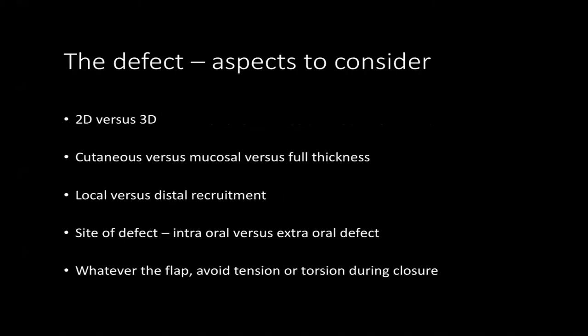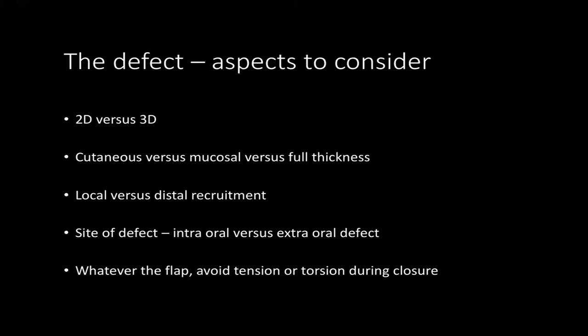The problem that we commonly encounter is that our defect is usually three-dimensional, but we measure it in terms of two-dimensional sizes, and then we try to recreate the tissue that we have lost. We always have to consider whether we need cutaneous versus mucosal versus full thickness reconstruction. We have to plan whether we're going to recruit local tissue or distal tissue. The site of the defect also plays a role in deciding the type of flap you're going to use, so intraoral versus extraoral defect.